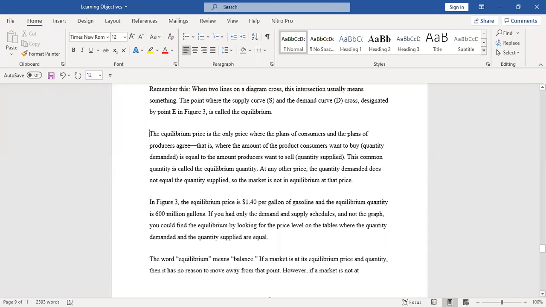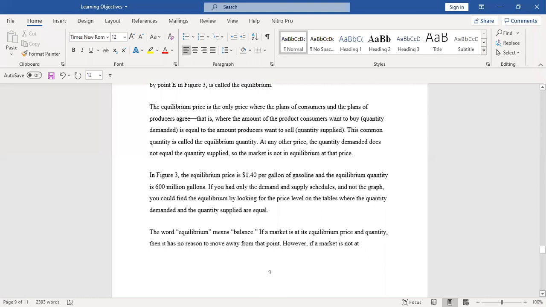So if we didn't draw the graph for you and you see where the two curves intersect and so on, just by looking at the table, the schedule, you will simply look for where the quantity demanded in terms of units is equal to the quantity supplied. And that will give you your equilibrium price.